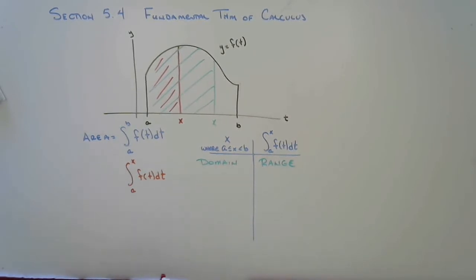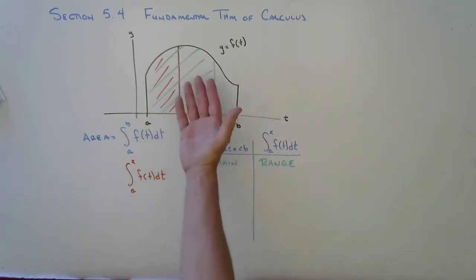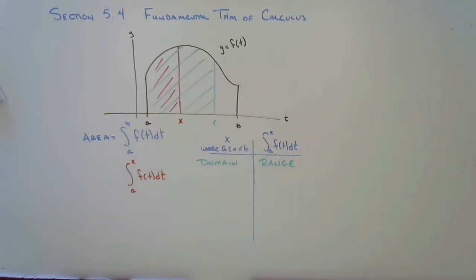Now, what do we know about this? Well, we know the biggest it's going to be is the integral from a to b. The entire area is going to be the biggest y value we have. The smallest y value we have is 0.